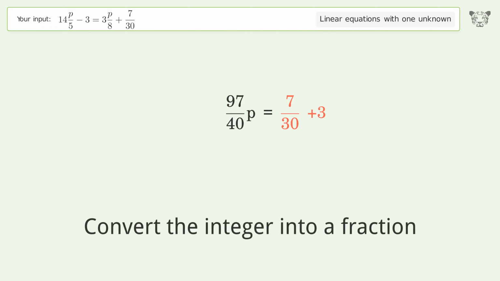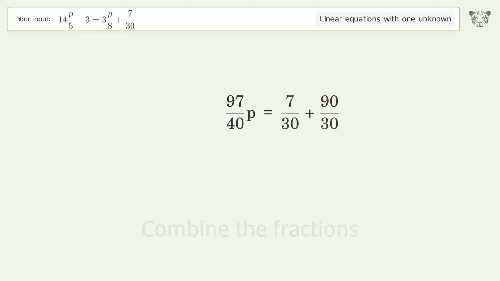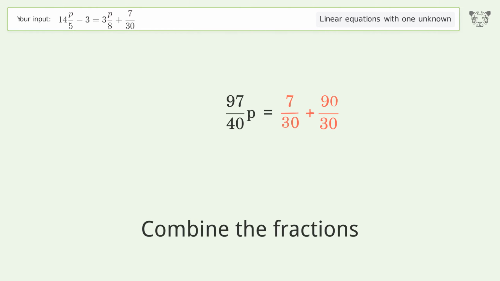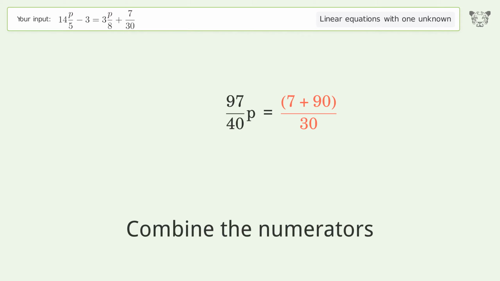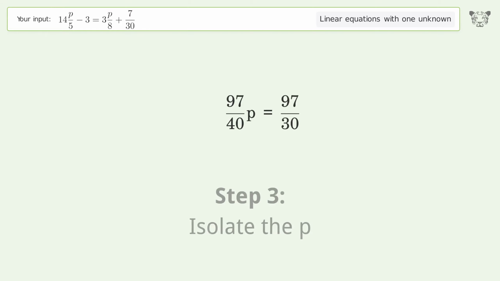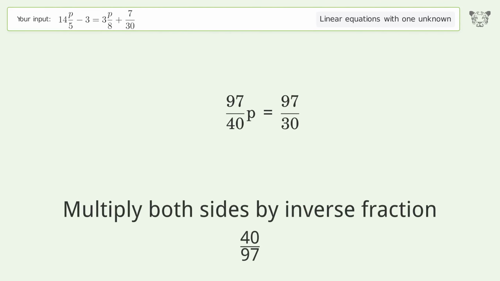Convert the integer into a fraction. Combine the fractions. Combine the numerators. Isolate the p. Multiply both sides by inverse fraction 40/97.